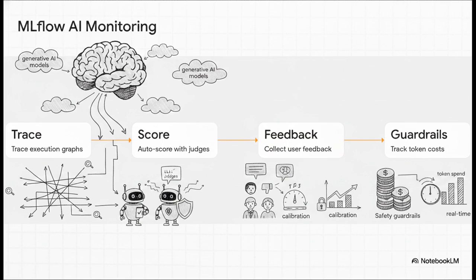First, trace every single request to see the exact execution graph of your agent. Second, set up automated LLM judges, other models running in the background to score those traces. Third, collect actual human feedback to calibrate those judges. And finally, track your token costs per request and enforce safety guardrails in real time.